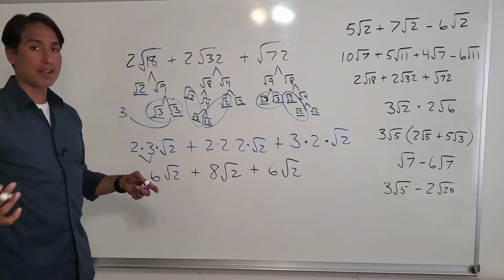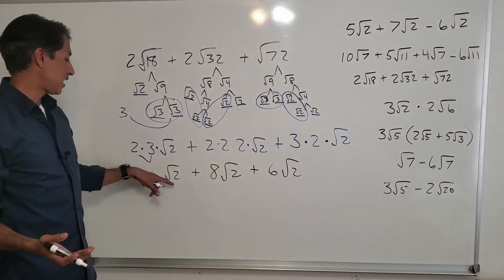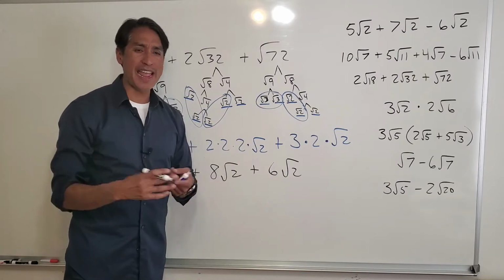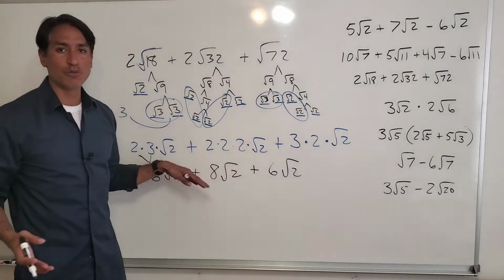So now I'm just combining like terms, right? 6a plus 8a plus 6a, right? It doesn't matter if they're a's, b's, square root 2's, whatever.